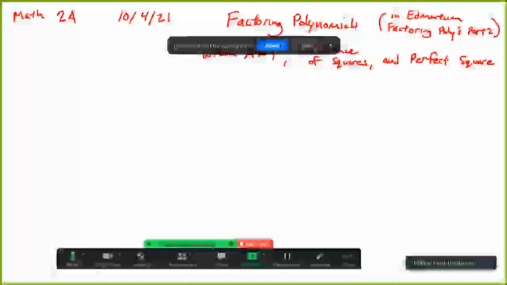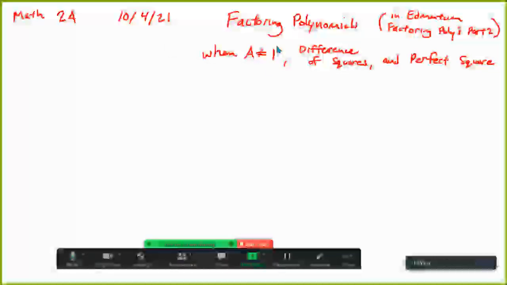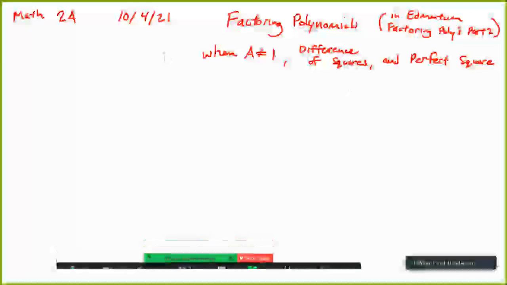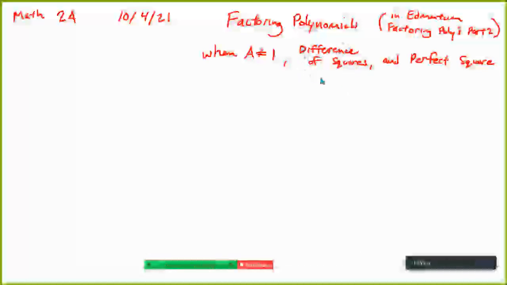So far, we've only seen cases when a is 1. And then there's these 2 special cases. The first one is called difference of squares, and the second one's called the perfect square. These are actually shortcuts that we can use sometimes when the polynomial that we're trying to factor applies to that. It doesn't always, but sometimes it does, and then we can use one of these 2 special case shortcuts. So that's our plan today.